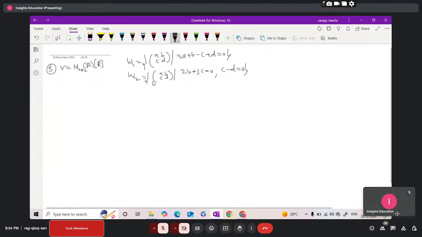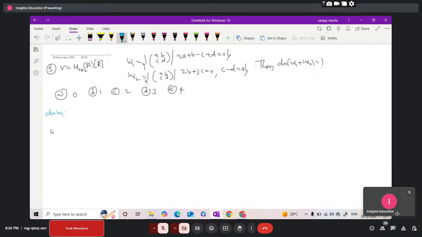Then what about the dimension of W1 plus W2? Options: A, 0, 1, 2, 3, and 4.